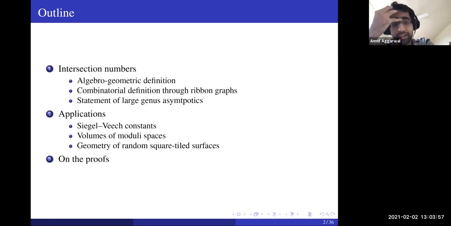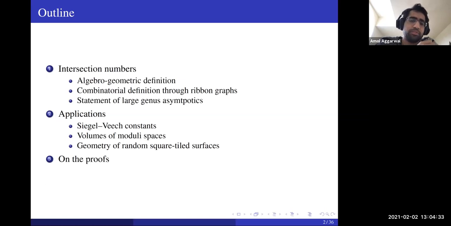So for the outline, I guess I'll start by introducing these intersection numbers. So I'll start with the algebraic geometric definition. And I'll pass to a different definition that's more combinatorial, for ribbon graphs. And then I'll state the form of the results for the large genus asymptotics of these intersection numbers. And then, for most likely the approximate remainder of the talk, I'll be basically focused on applications of these asymptotic results. So to certain questions in geometric topology, really.